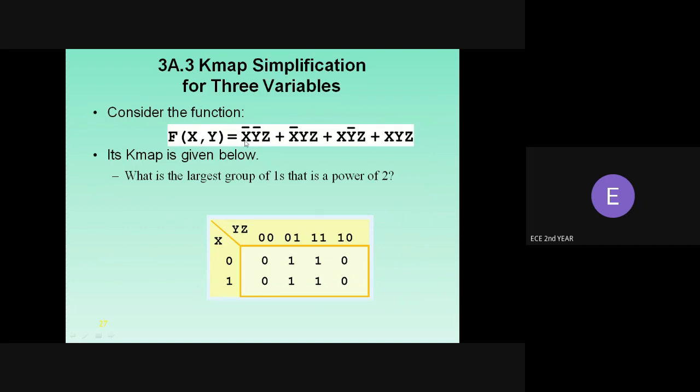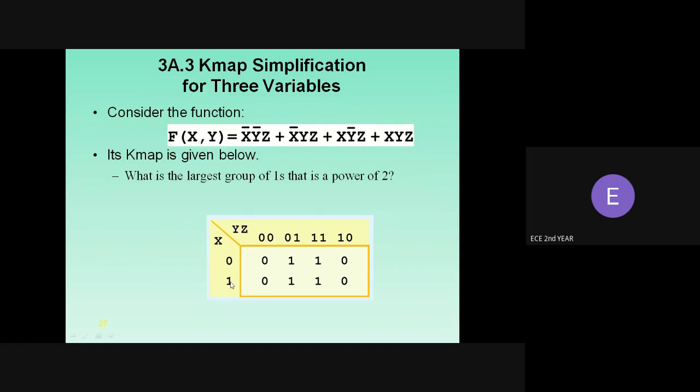So what is the first term available? 0 0 1. So 0 0 1, we will put 1 here. X bar Y Z. So X bar Y Z means X bar means 0, YZ means 1 1. So here we put 1, and another term X Y bar Z.